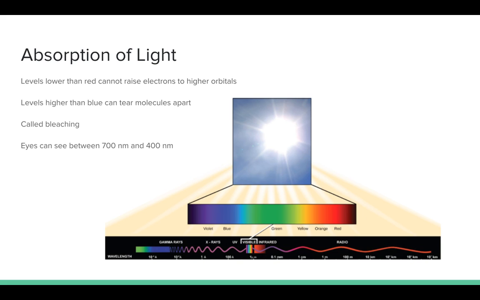Levels lower than red on the electromagnetic spectrum cannot raise electrons to higher orbitals, and levels higher than blue can tear molecules apart. That's called bleaching.